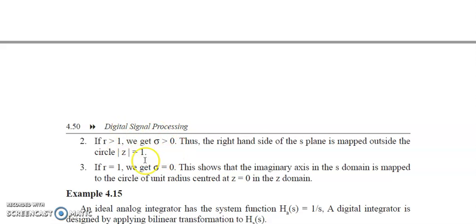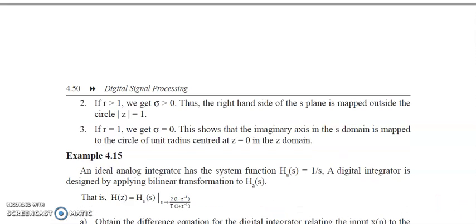When sigma is positive, the poles are not stable. If r is equal to 1, we get sigma equal to 0. When sigma becomes equal to 0, we can say that the poles are marginally stable. This is what is your bilinear transformation.